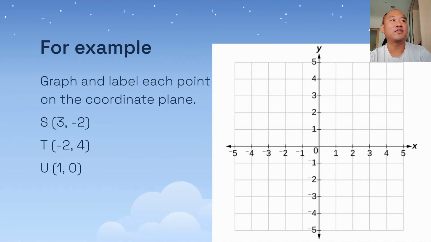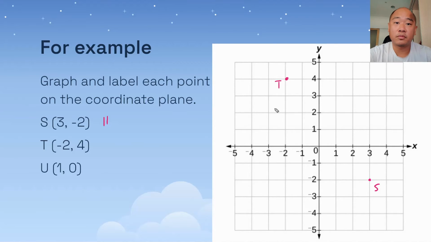Next, graph and label each point. So if you were to go in the opposite direction, you would be able to do that too, right? Here's S, it's 3, 1, 2, 3, and then -2. Here we go, S. Point S is in quadrant 2. T, -2, 4. This is in quadrant 4.